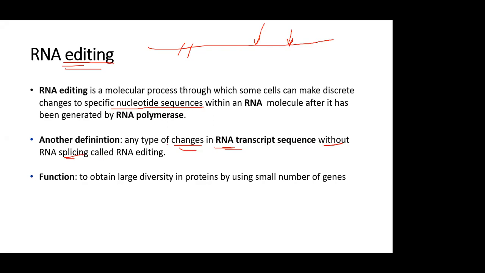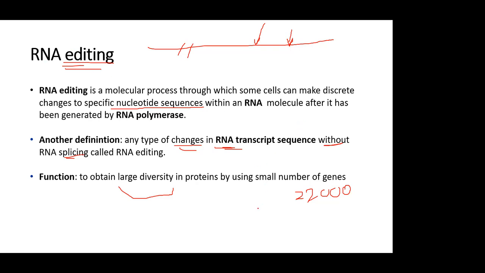What's the function? Usually we'll have a large diversity of proteins using just 22,000 genes. We have only 22,000 genes, but a huge amount of proteins. How does the body achieve this? The body will achieve this through RNA processing and editing as well.